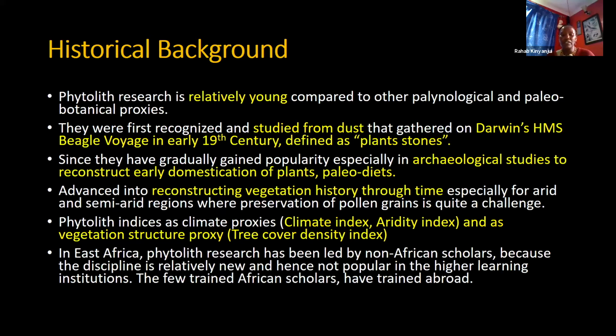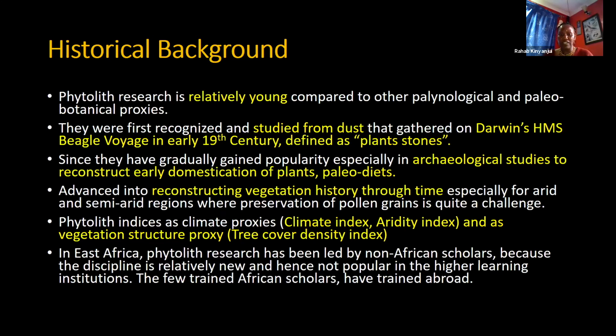Then there's a tree cover density index that tells us about vegetation structure. Are we dealing with open grasslands? Are we dealing with wooded vegetation cover? Specific types within the assemblage are used to compute this index, so you'll be able to tell whether you are dealing with a wooded vegetation cover or open grassland cover.